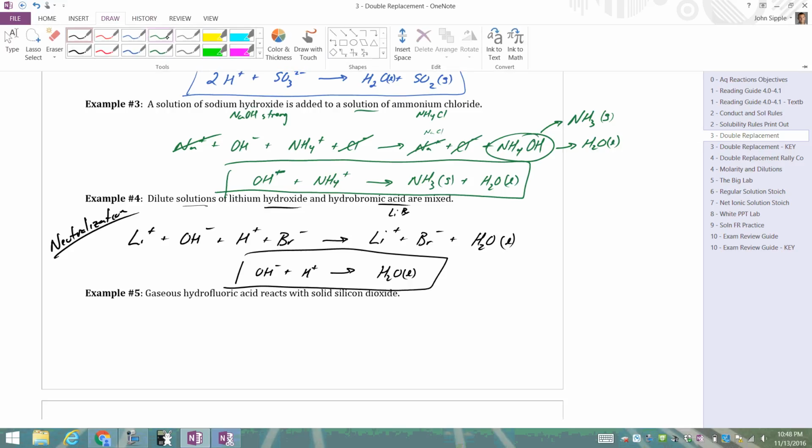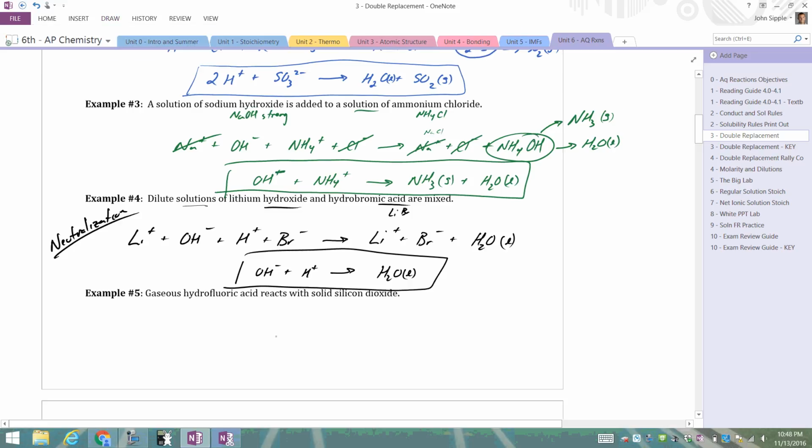All right, and the very last one for today, we have gaseous, so this is important: pay attention to what they're telling you. Gaseous hydrofluoric acid, HF. We write that together because it's not strong; this is a weak acid, so we don't break it up into its ions. And it's solid silicon dioxide, so plus SiO2. That's a solid.